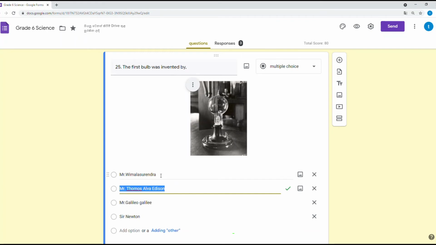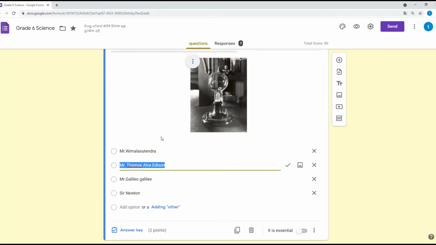Mr. Vimala Surendra started the hydropower plant station in our country. Who is the person? Mr. Vimala Surendra. And Galileo Galilei invented the microscope and telescope, right? And the next one, Sir Isaac Newton. We consider Isaac Newton the father of physics. He proposed so many inventions in the physics field, right? So your answer should be the second one for this question.